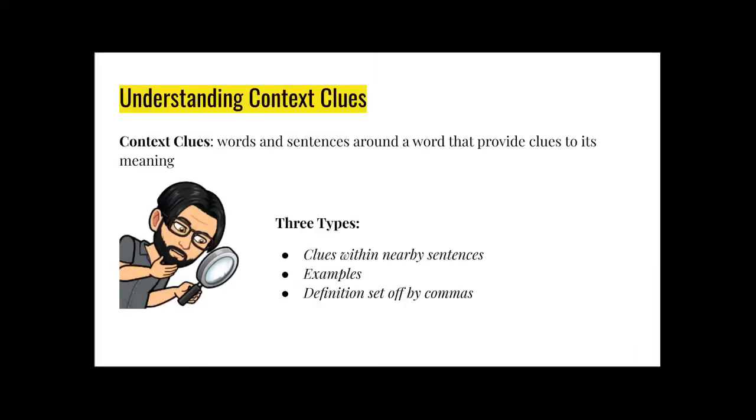To understand context clues, we need to first look at the definition of what is a context clue. Simply, these are words and sentences around a word that provide clues to its meaning. As we read, usually there will be three types of context clues within a passage. First, it could be clues within nearby sentences, or we could just look at examples that are given in the passage. And finally, we can consult a definition that has been set off by commas or some other form of punctuation.